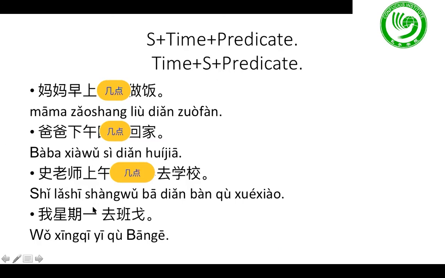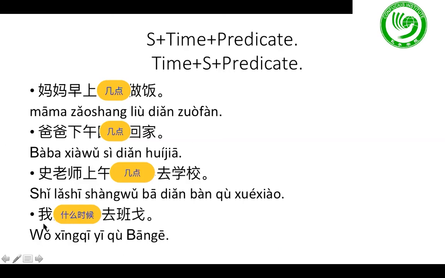So 我星期一去班歌。星期一 is not like 5:30 or this. So it's just a time. We cannot say 几点. We should say 什么时候. 什么时候 means what time. It's not like a clock. You can say like Monday, Tuesday, this year, last year. It can be any time. So 什么时候. If you need, please write it down. What time? 什么 what 时候 time.